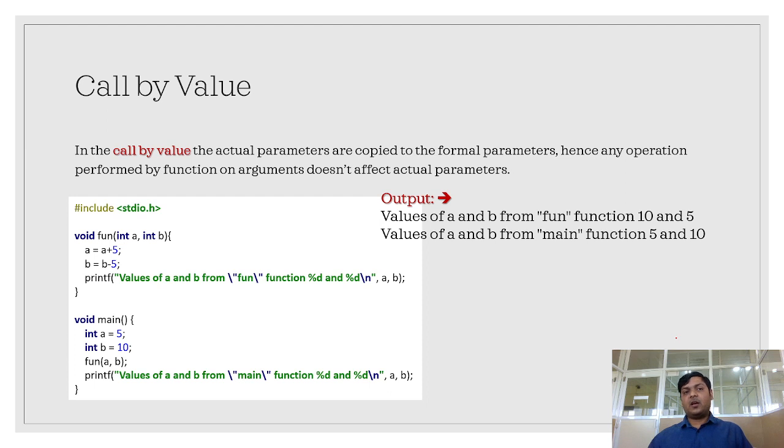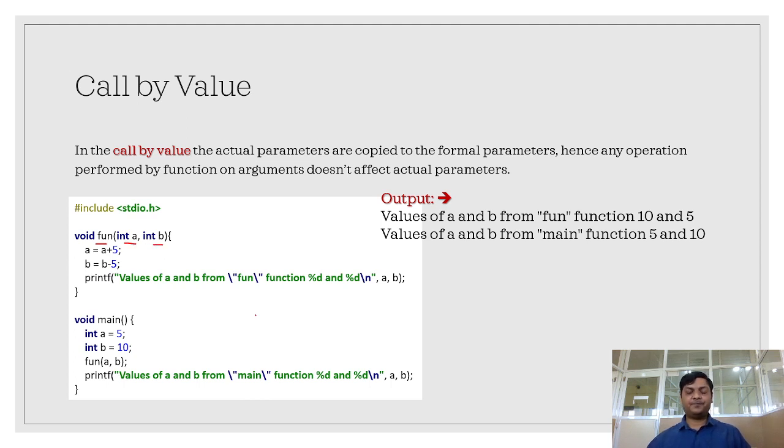So what is call by value? In call by value, the actual parameters are copied to formal parameters. Hence, any operation performed by the function on arguments doesn't affect the actual parameters. For example, we have a program which has two different functions. First one is the main function and second one is function fun, which has two parameters, both integer type, a and b.